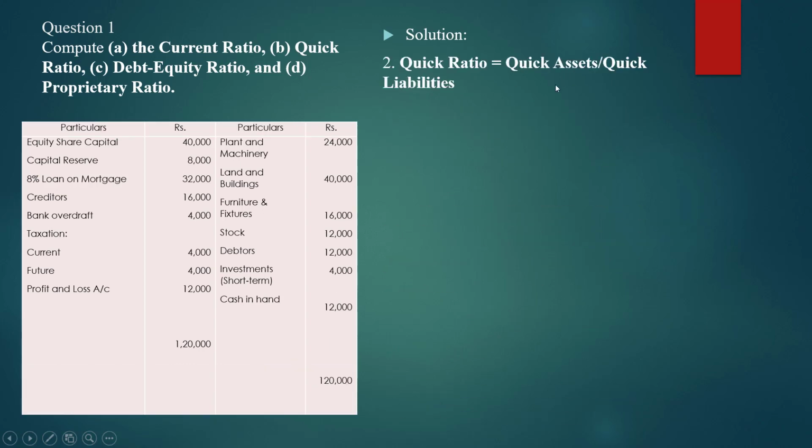Now the quick ratio formula is quick assets divided by quick liabilities. Now how to calculate quick assets? Quick assets is current assets minus stock. Current assets we have already calculated while calculating the current ratio, and minus stock. Whatever stock amount is given has to be subtracted from the current assets. So current assets we got in the calculation of current ratio as 40,000 rupees. Now 40,000 rupees minus the stock. Here stock is given as 12,000 rupees.